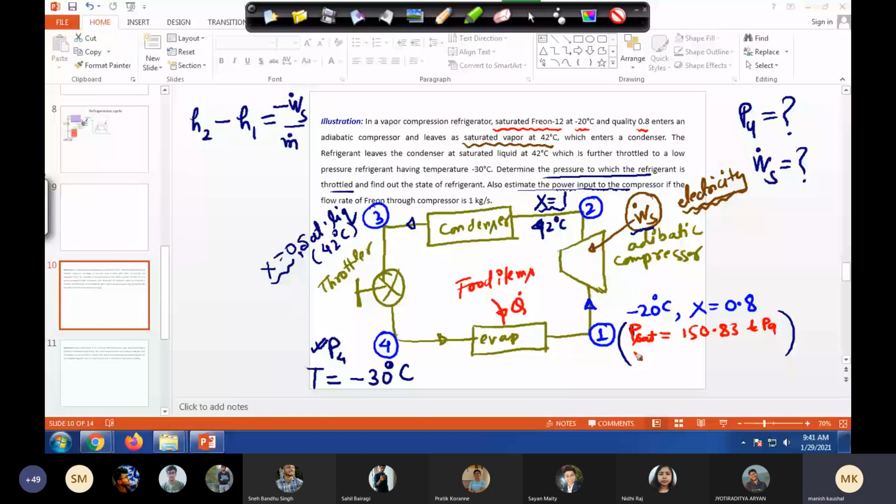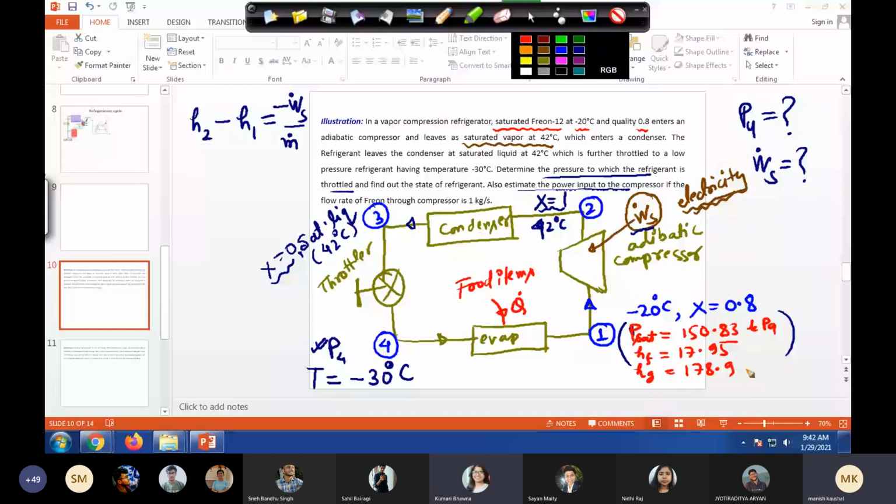All you need is Hf and Hg. Hf is 17.95 and Hg is 178.9. I will calculate here quickly; I'm not going to solve it completely. If you know how, then you can do it. How will we calculate H here? H is x times Hg plus 1 minus x times Hf, that you know. So here H1 can be calculated: Hg into x plus Hf into 1 minus x. You guys are quite comfortable with this, so I don't need to worry about it so much. So let's say H1 is done.